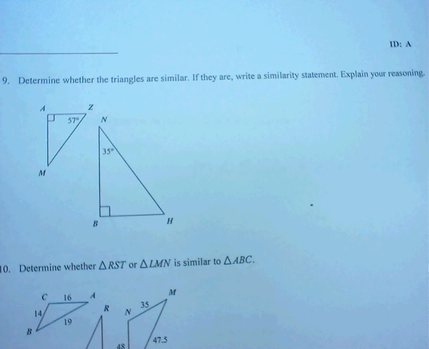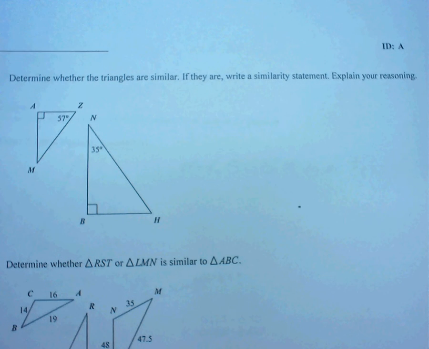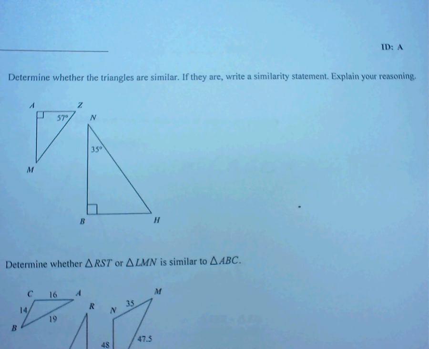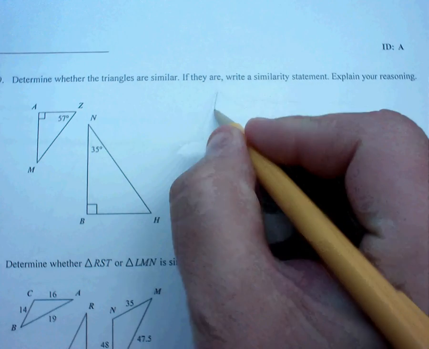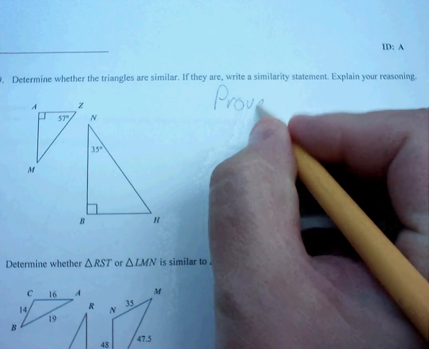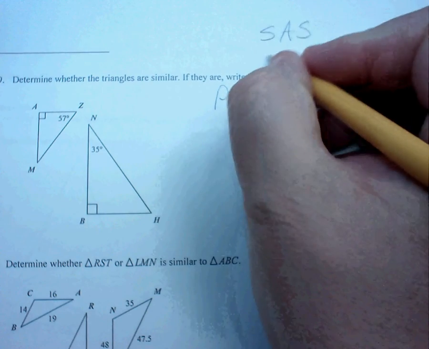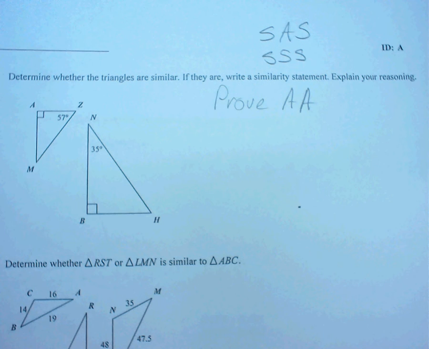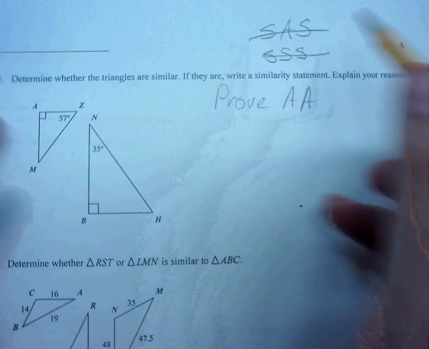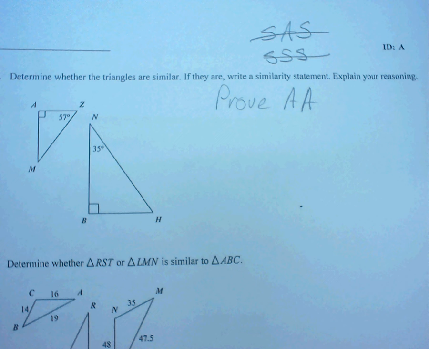Okay, so for problem number 9, it says determine whether the triangles are similar. If they are, write a similarity statement, explain your reasoning. So I'm going to try to prove this by angle. Why? Because I could do side angle side, I could do side side side, but if you look at the two figures they've given us, I have zero information on the sides. So that means I can't do anything here and I can't do anything here. So I'm kind of forced to see if they're similar through an angle theorem of similarity.